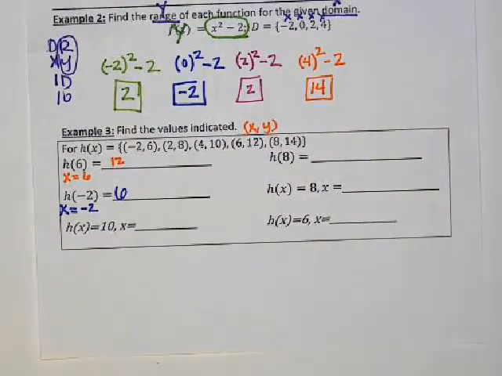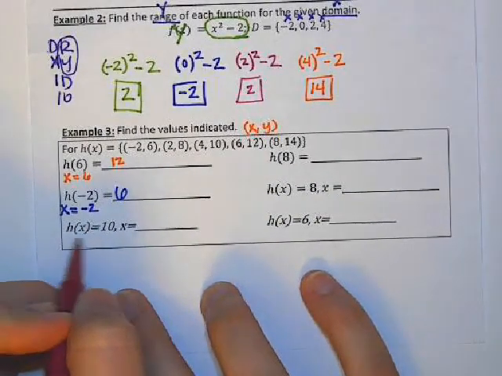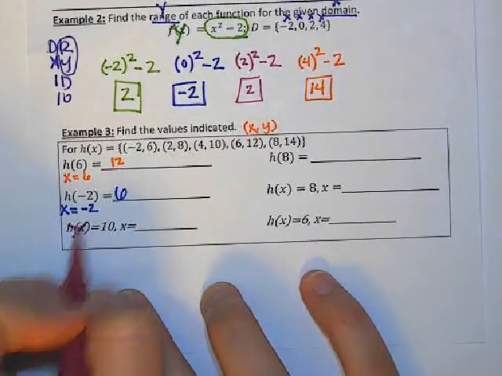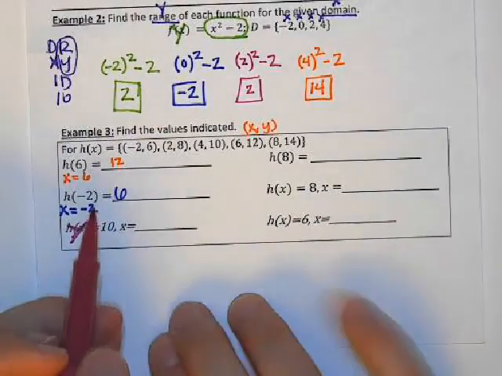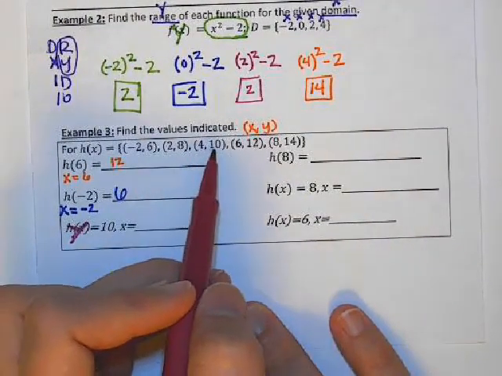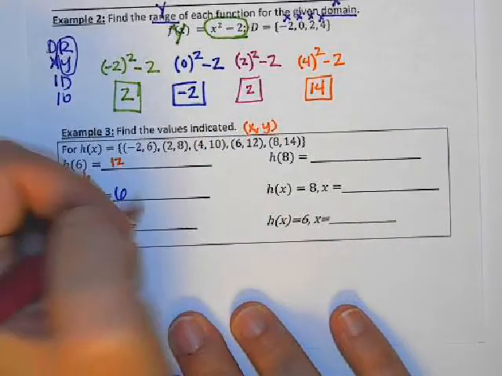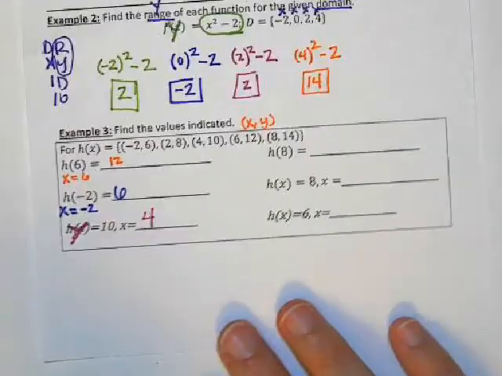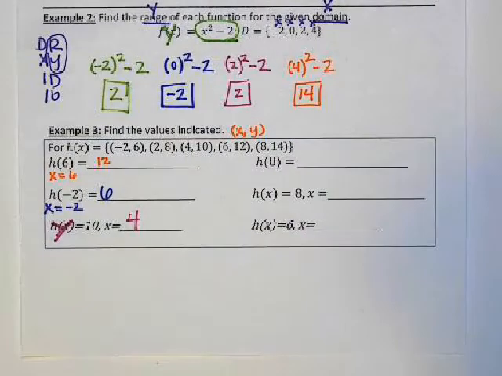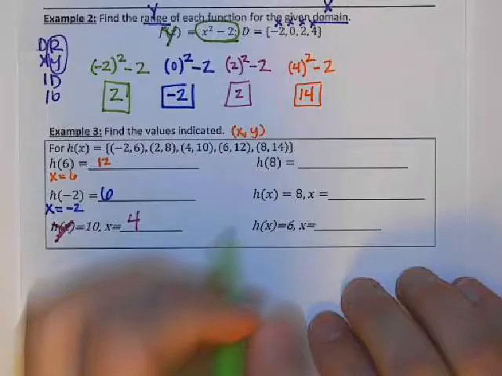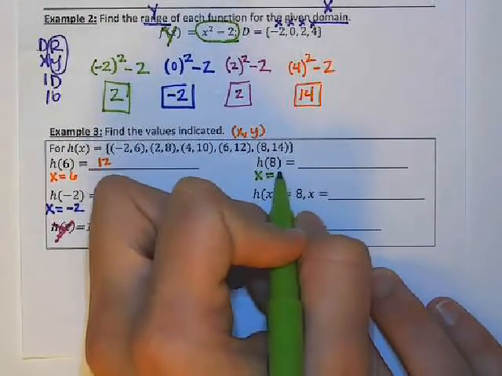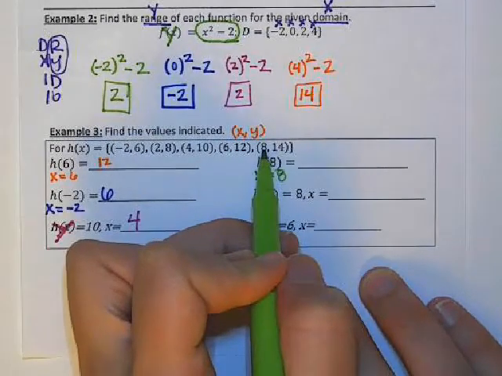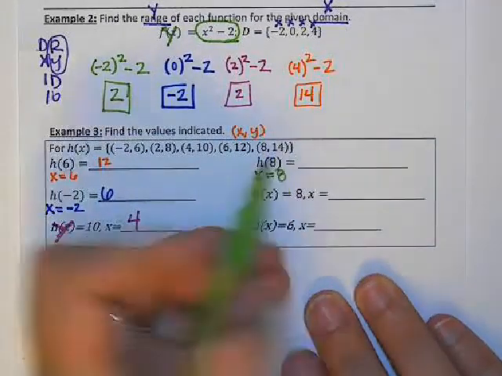Okay. Now look at this one. H of x. This really means what? Y. It does not have a number in it, so it really means y. So it's saying y equals 10. Where does y equal 10? Right here. So my x is 4. All right, h of 8. 8 is in the what spot? The x spot. And when x is 8, y is 14.